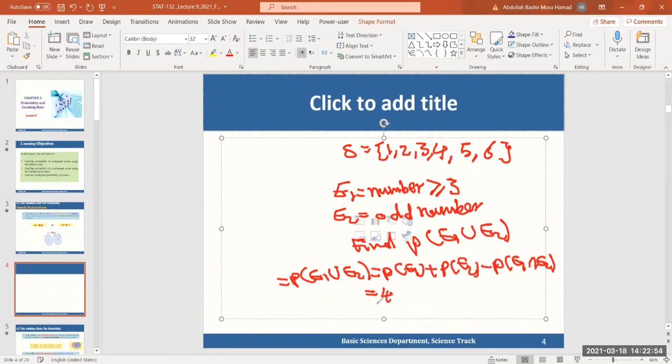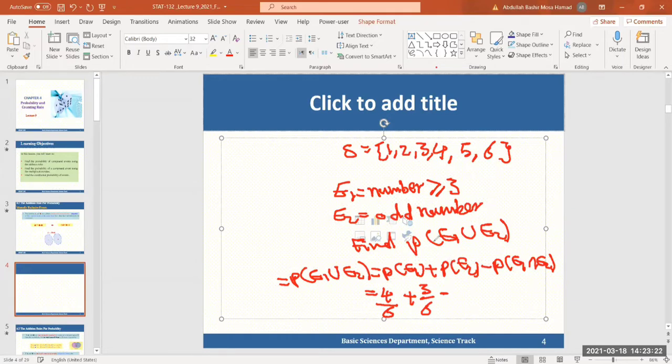So it is 4 over 6 plus the probability of E2. E2 is what? E2 is odd number. Odd number is 1, 3, and 5, which is 3 over 6, right? Yes. So we get 7/6. But now we are going to subtract the intersection of these two events.